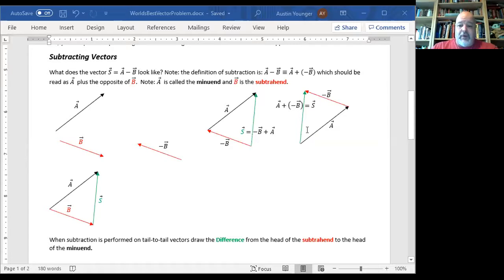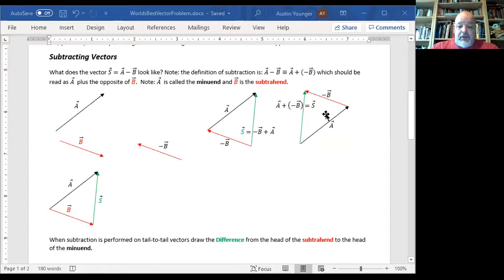Similarly, if I'd done it the other way, if I'd put a down first and then put the tail of the opposite of b at the head of a, then I would draw again from the first tail to the last head. And again, you get the same vector. Notice it's the same length and the same direction. In fact, I even did a copy and paste to this one, so they fit perfectly.